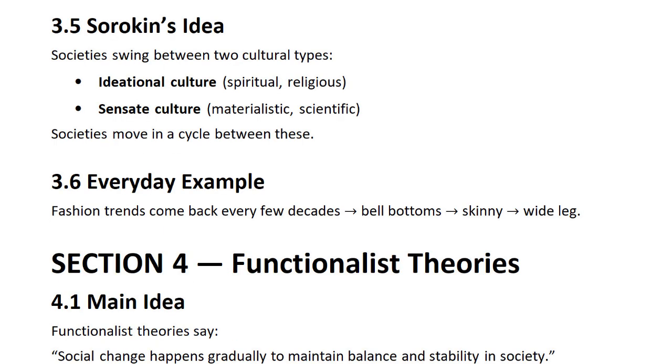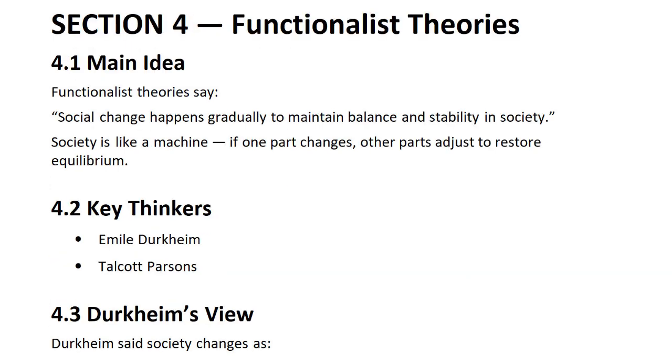Sorokin's idea was that societies swing between two cultural types: ideational culture, that is spiritual and religious, and sensate culture, that is materialistic and scientific. Societies move in a cycle between these. An example of cyclical theory is that fashion trends come back every few decades, from bell bottoms to skinny to wide leg.